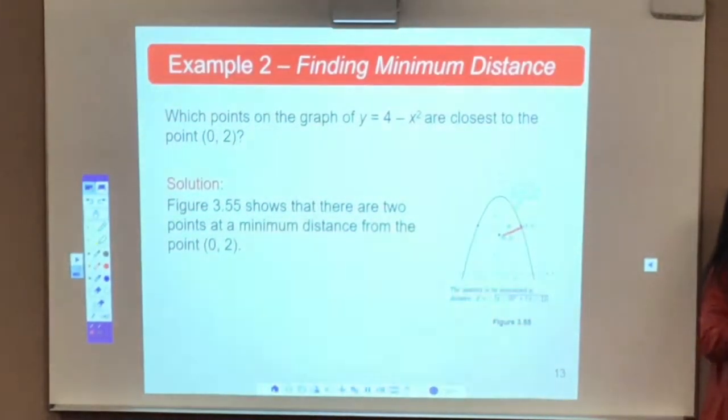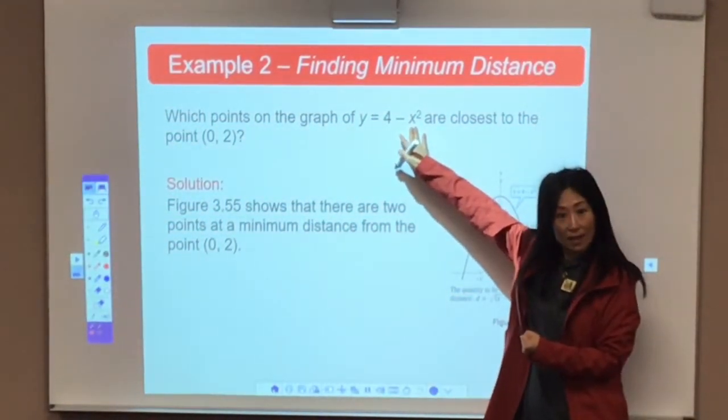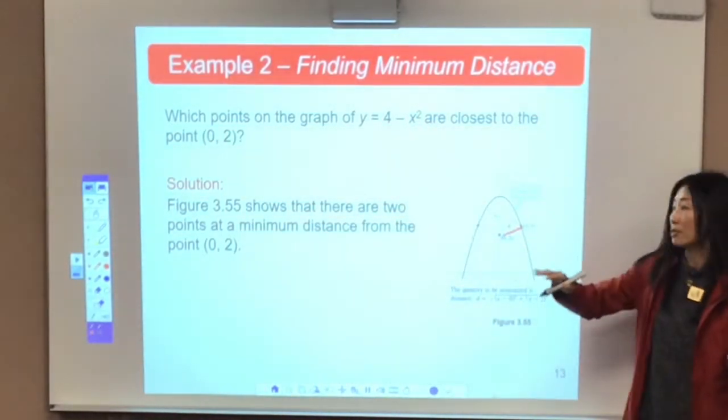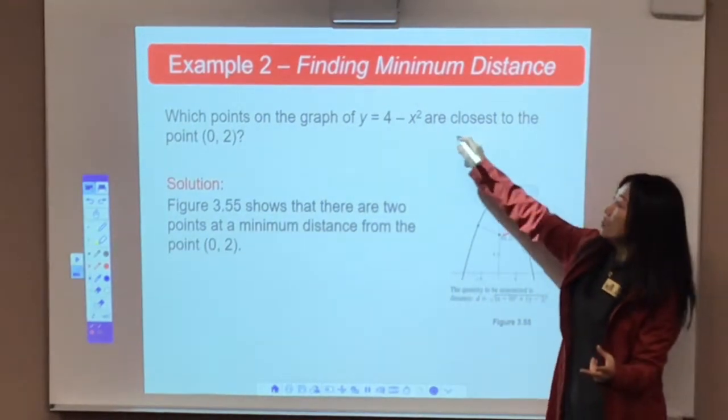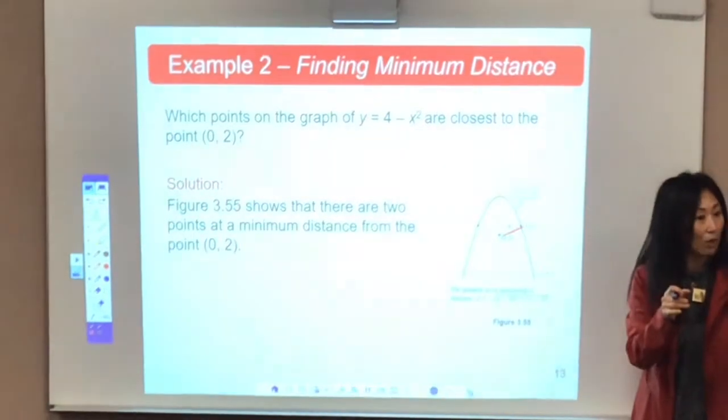My primary equation needs to be what? The distance equation. That's my primary equation. So this becomes my secondary equation. Are you with me, class? This is not my primary equation. My primary equation is the distance equation because I need to find the shortest distance. It's a distance I want to minimize.